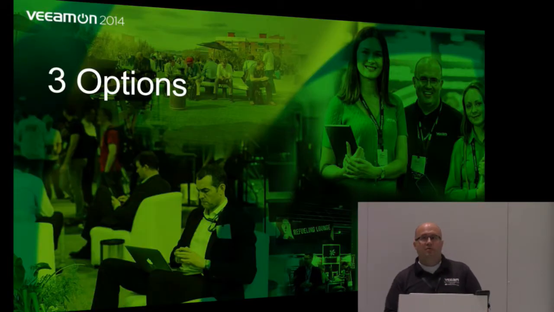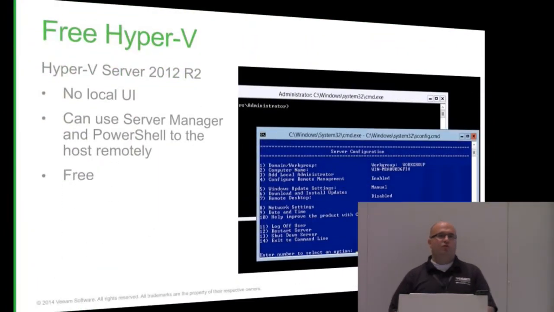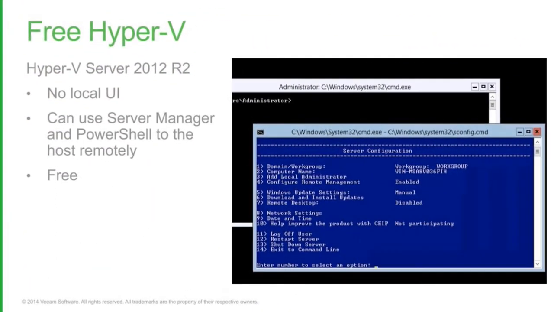So, high level, there are three options on installing Hyper-V. The first one is the free Hyper-V. When I say free Hyper-V, let me be really specific: Hyper-V Server 2012. The latest one is Server 2012 R2. There also is Server 2012 base, so Hyper-V Server 2012, and there also was Hyper-V Server 2008 R2. Hard to keep all these numbers straight.